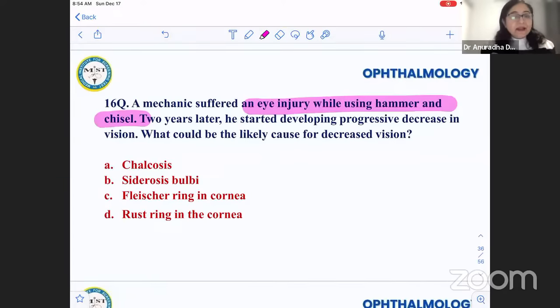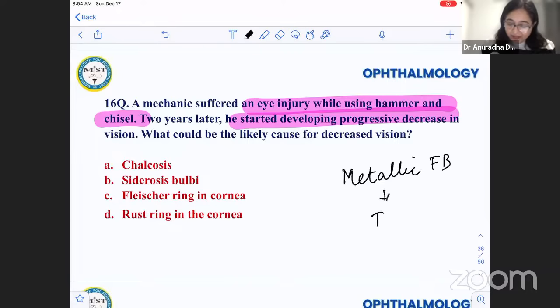Two years later, he started developing progressive decrease in vision. What is the likely cause for decreased vision? Now, when you talk about hammer and chisel, beta, it means it is some metallic eye injury, injury with some metallic foreign body. Now this metallic foreign body, hammer and chisel are made of what? They are made up of iron. So it means they are talking about some iron foreign body.